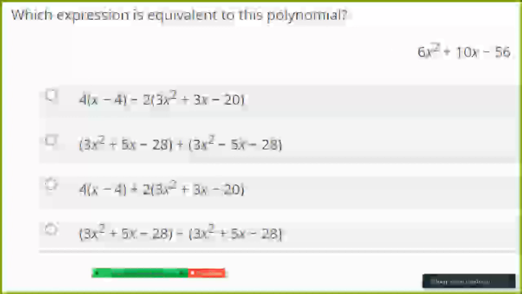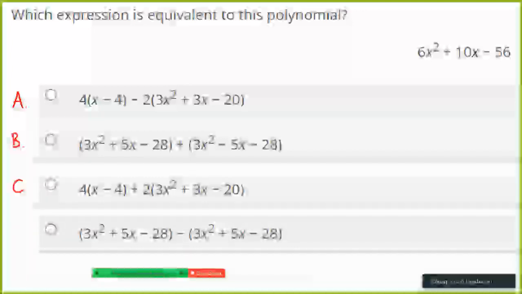So I see several steps. I see some multiplying and then adding, just adding two polynomials. So take some time, and I want you to work through each of these four. And tell me if you want to talk about any of these four. I'm going to label them so that way we can talk about them. So there's A, B, C, and D.